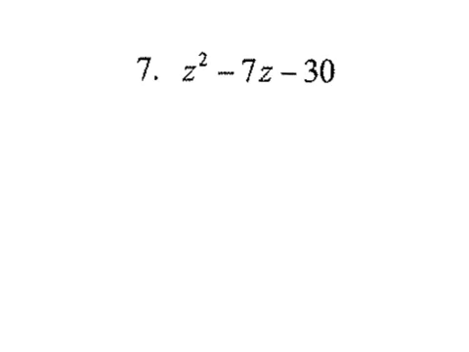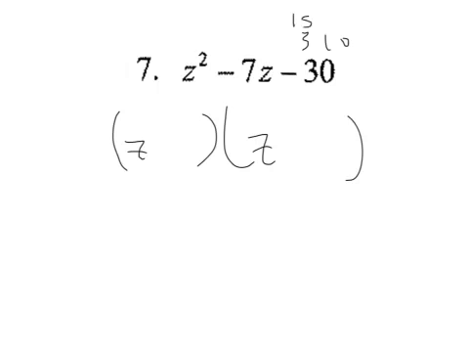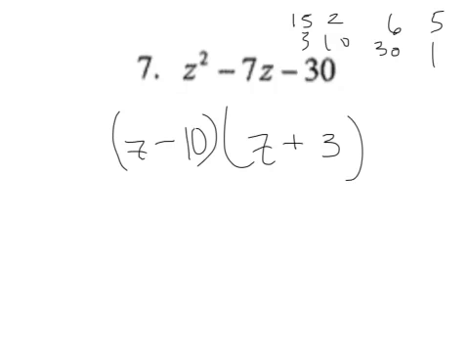We've got number 7. We've got a z and another z. Factors of 30. We have 3 and 10, 15 and 2, 6 and 5, and 30 and 1. So we want two things that subtract to get negative 7 because you have a negative 30. So 10 and 3 would. The 10 is going to be negative and the 3 is going to be positive.